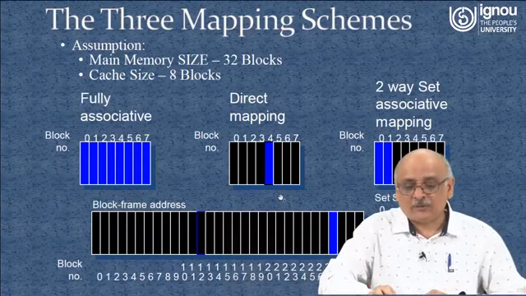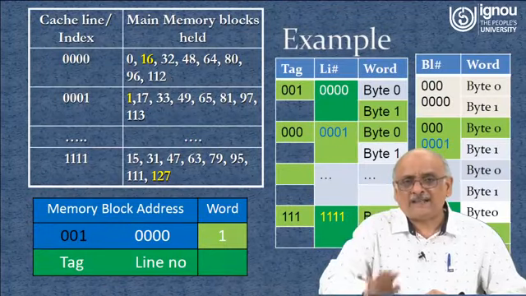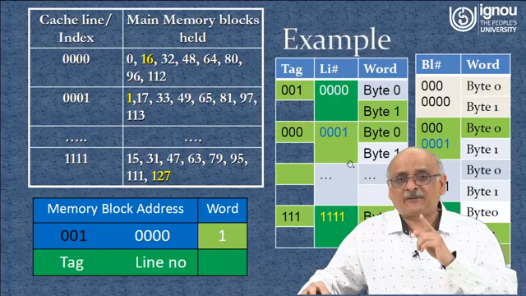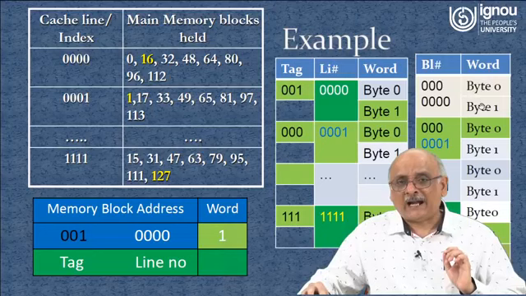Now, before I wind up, I would like you to once again have a look at the last diagram we did. This byte 0 and byte 1 are what? The location 000, 0000 followed by 0. This location is 000, 000 followed by 1. It is the byte 1.